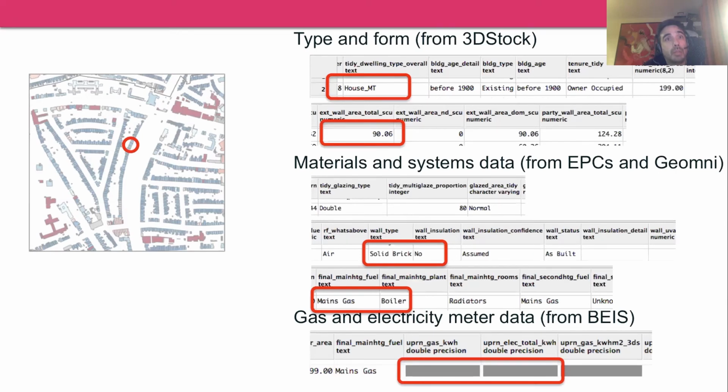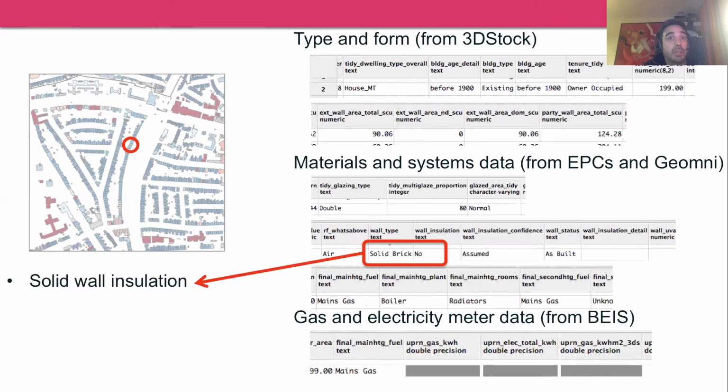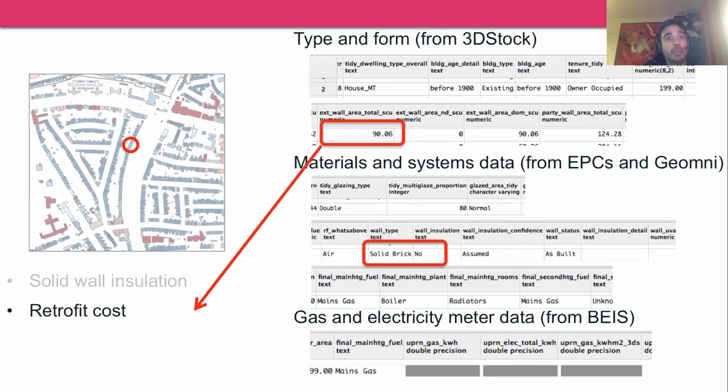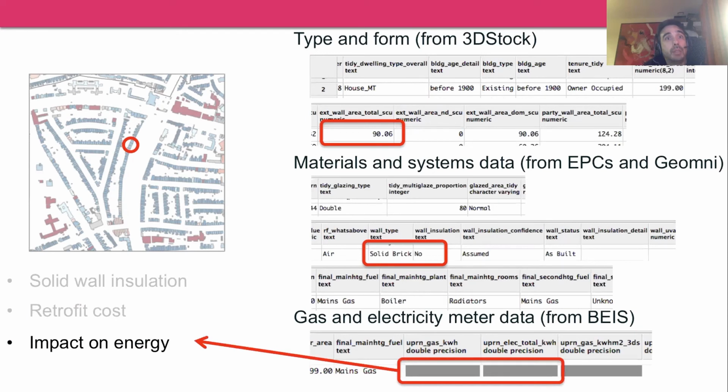And with all this data, we can identify the opportunities for improving the building. So having uninsulated solid brick walls, this building might be suitable for solid wall insulation, of course. And using the area of external walls, we can estimate the cost of making this improvement. And using the current energy consumption as well as the current building characteristics, we can estimate the impact on the home of such a measure being implemented.